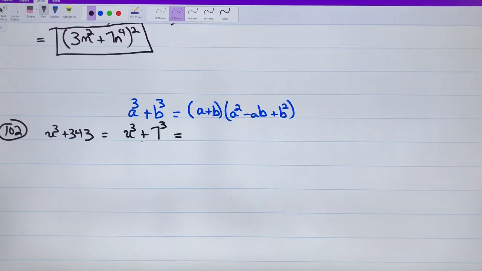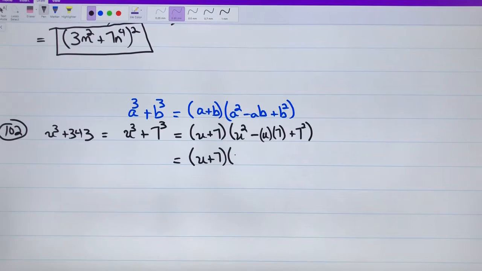So you think of a represented by u, b by 7. In factoring, we have u plus 7 times the quantity u to the second minus u times 7, and for b squared we have 7 to the second. For the final answer in this particular case, I have the quantity u plus 7 times that of u squared minus 7u plus 49.